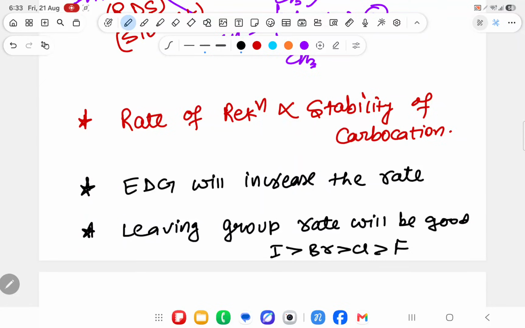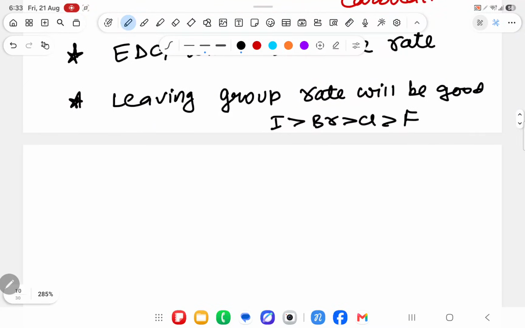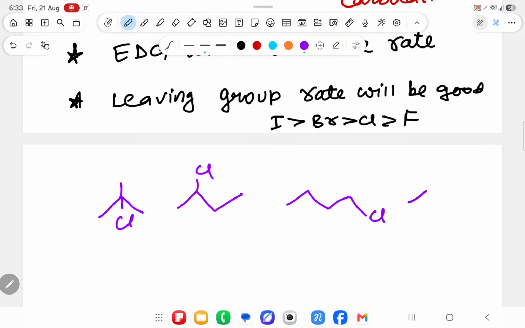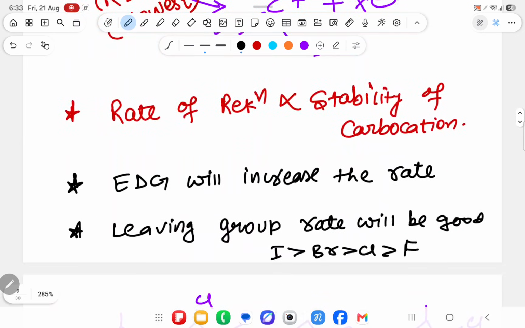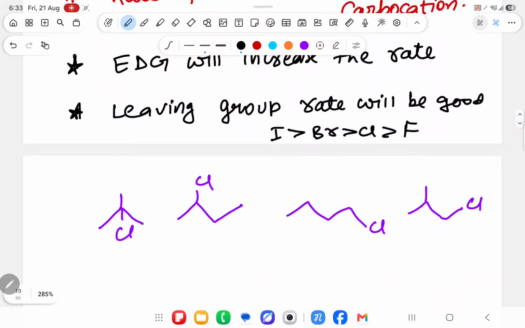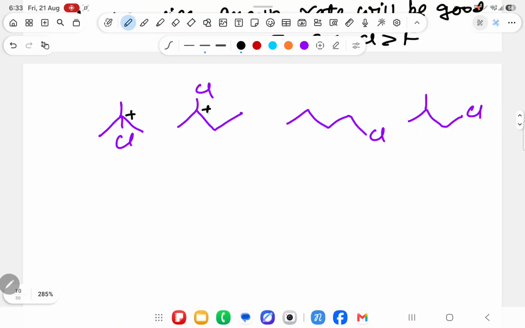The leaving group needs to be good. Now suppose I write one question on this basis, with four alkyl chlorides. Now check over here what I have written: rate is directly proportional to stability of carbocation. Here a carbocation, here a carbocation, here a carbocation, here a carbocation. Suppose this is P, this is Q, this is R, this is S.